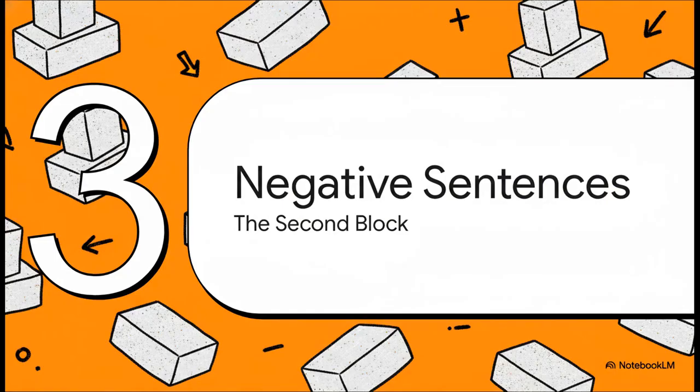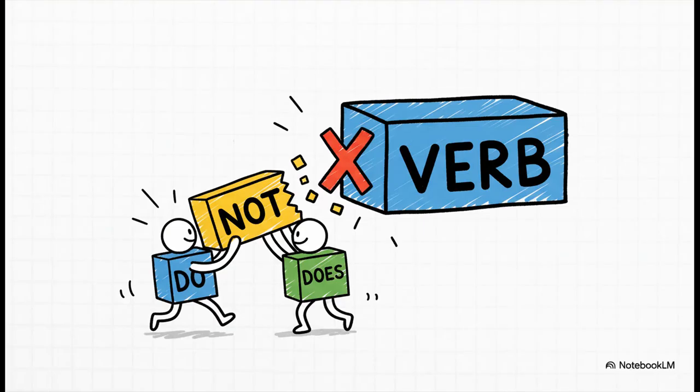So we've built our positive sentence. Now, how do we say no? It's time for our second block, making things negative. And for this, we need a little bit of help. Here's the thing. We can't just add the word not. The present simple needs special helper words, do not and does not. Think of them as doing the heavy lifting for us when we want to make a sentence negative.